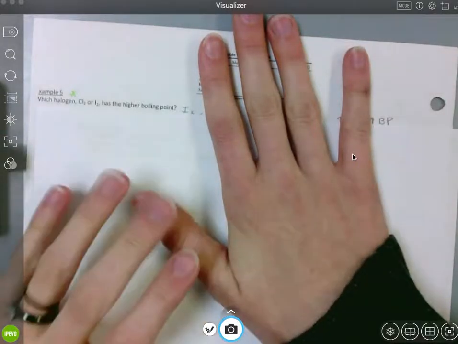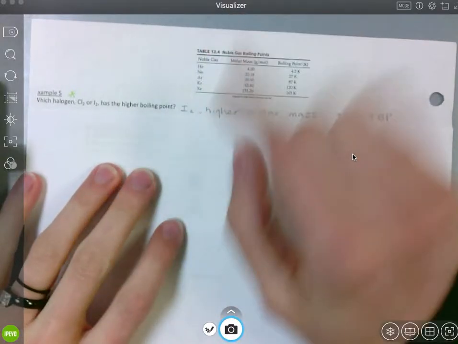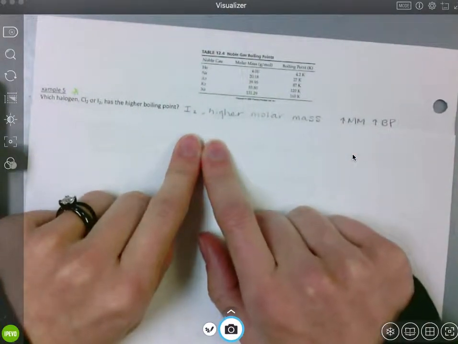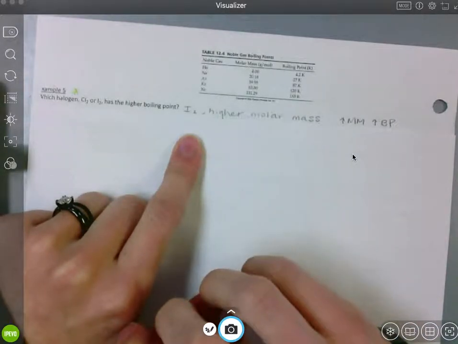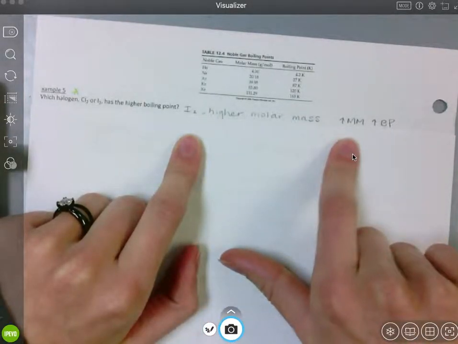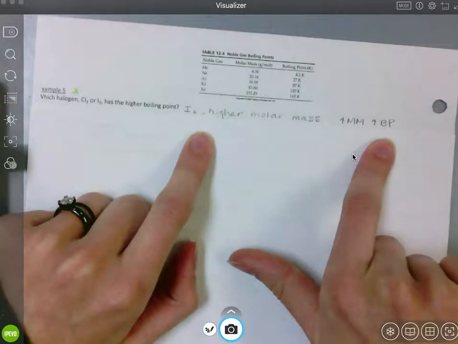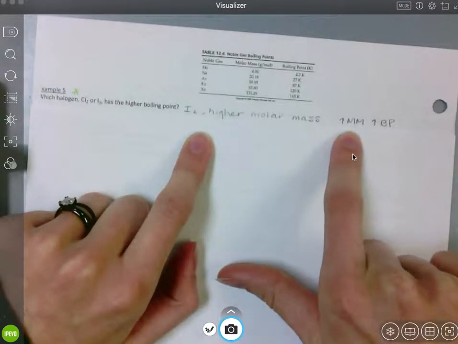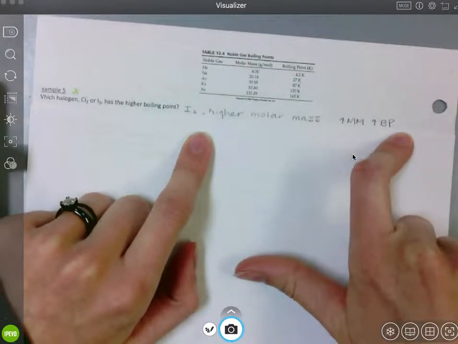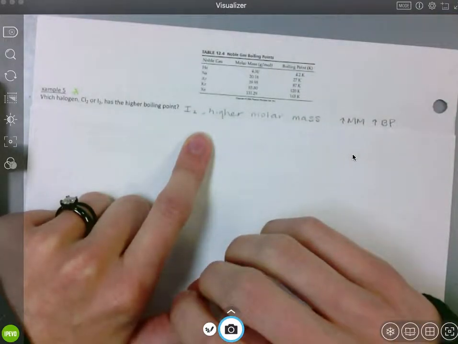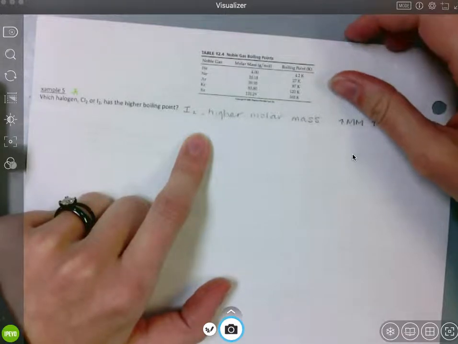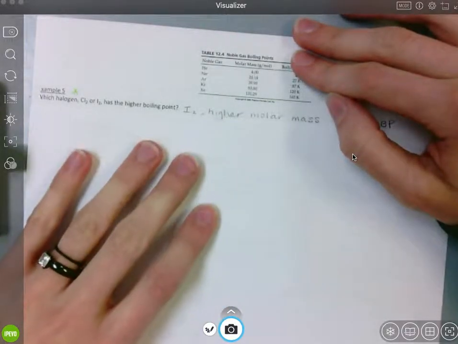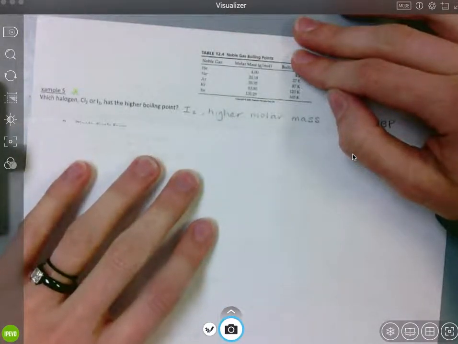So you basically can already see the answer, so we're just going to talk about it. Iodine has the higher molar mass because it is lower down on the periodic table than chlorine. And if we have a higher molar mass, we're increasing our boiling point. So as we increase our molar mass, we're increasing our boiling point because we have stronger intermolecular forces due to the more atoms that are in our molecule and how big the atoms are.